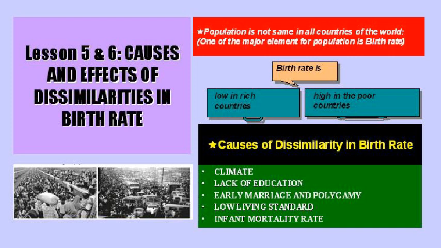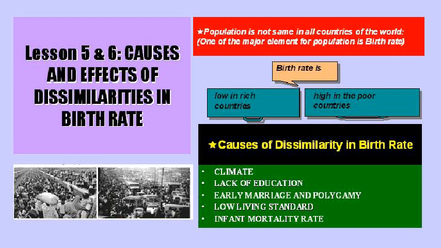Okay, you have to know in this lesson that population is not the same in all countries of the world. You know, one of the major elements of population is birth rate. You already knew it in the previous lessons. But birth rate is low in rich countries and high in poor countries. There are some dissimilarities. Okay, causes of dissimilarity in birth rate. What are the causes? Just now you have to know this.